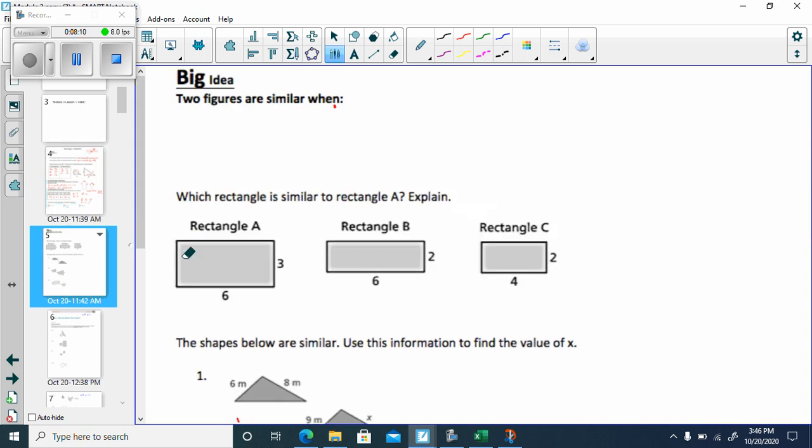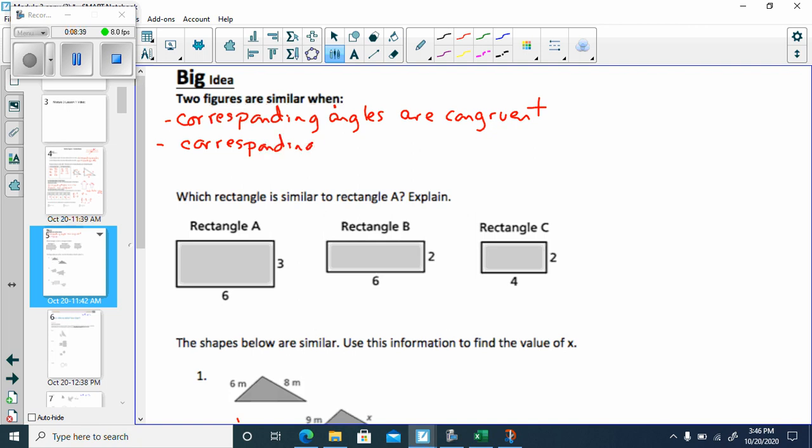So two figures are similar when corresponding angles are congruent, and corresponding sides are proportional.